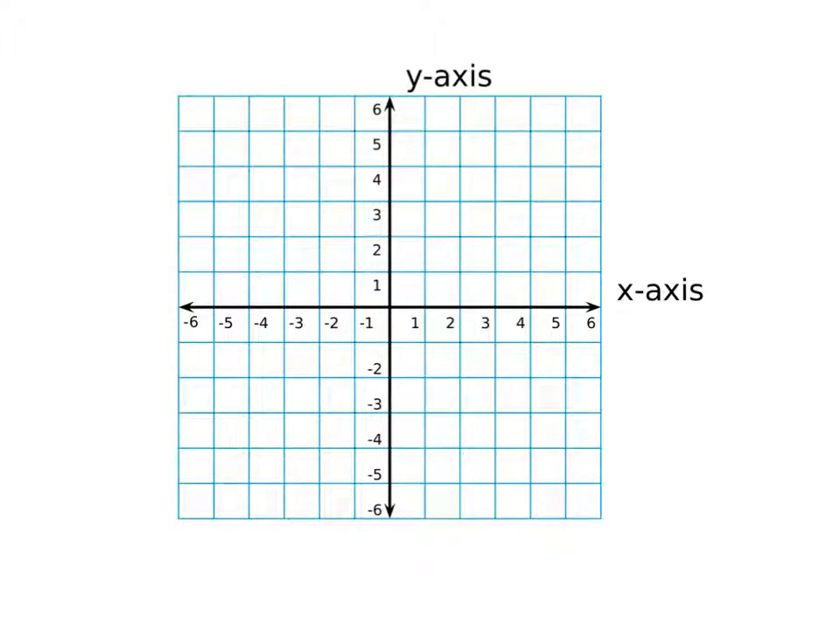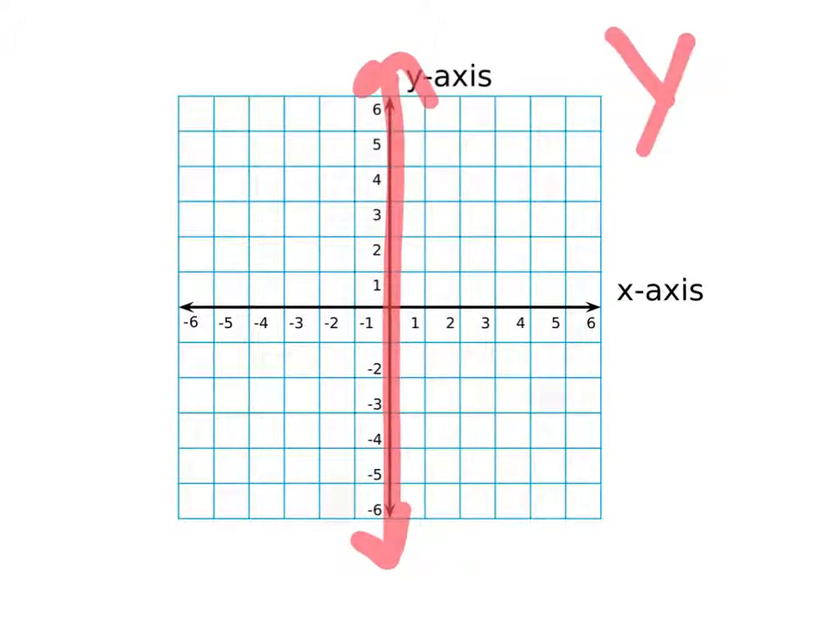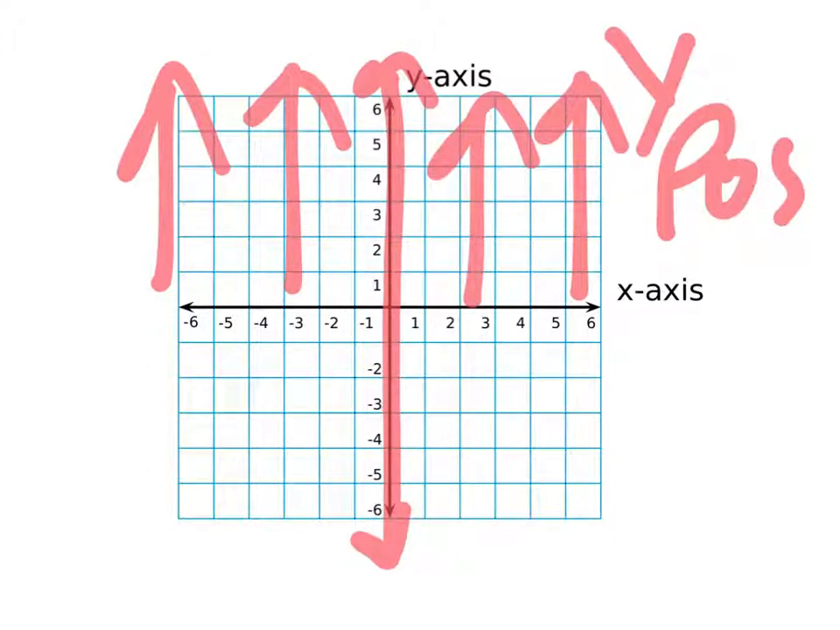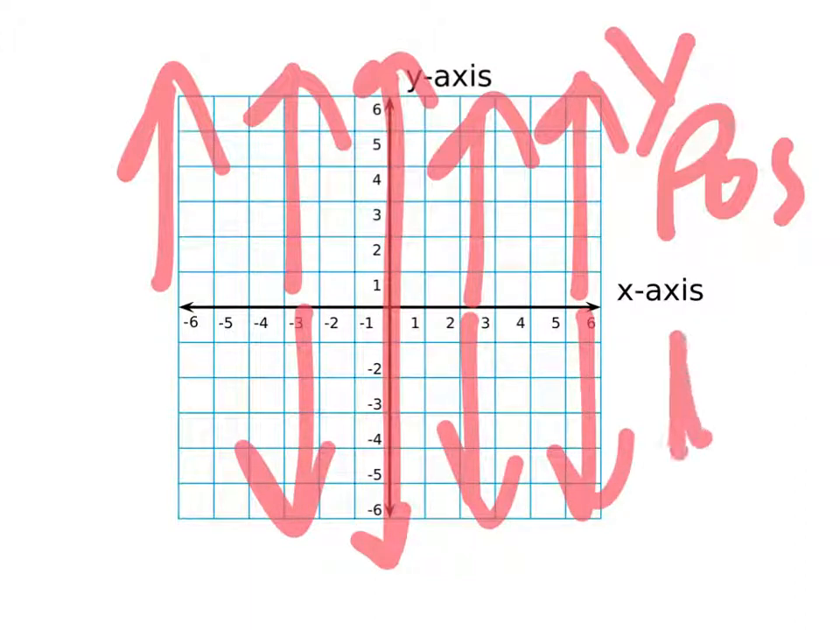Here we have the coordinate plane, and I know the coordinate plane has two axes. We've got the y-axis, and that goes up and down. And anything above 0 is going to be what? Positive. And anything that's below 0, anything that's going down, is going to be negative.